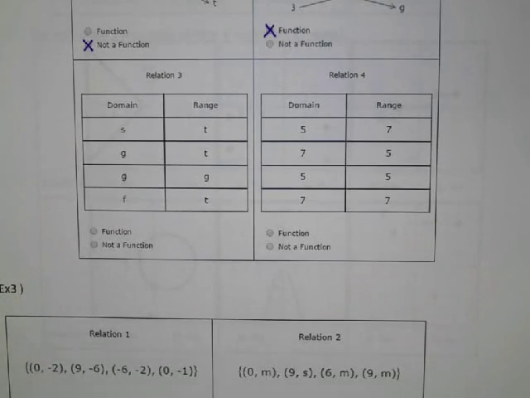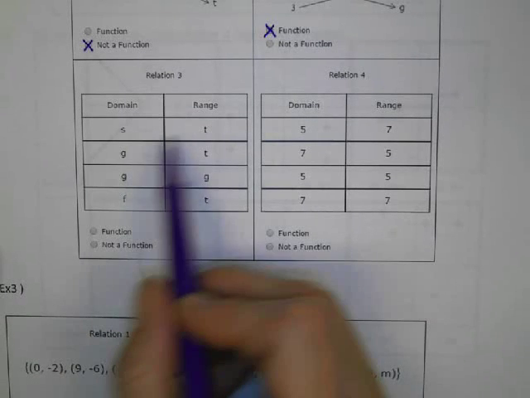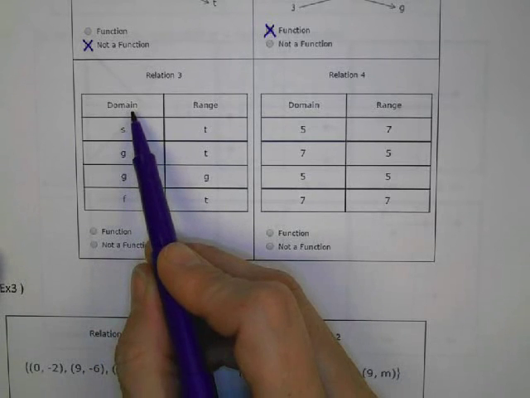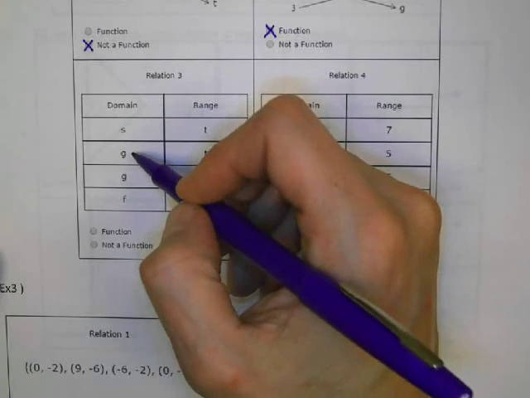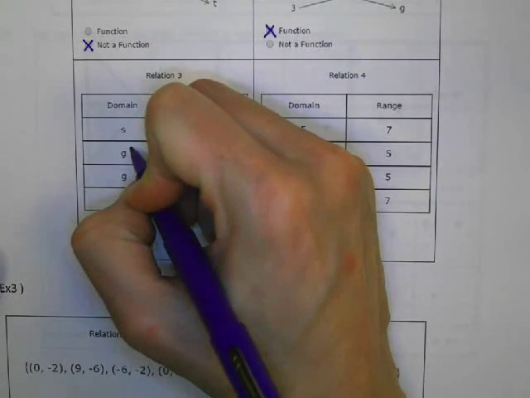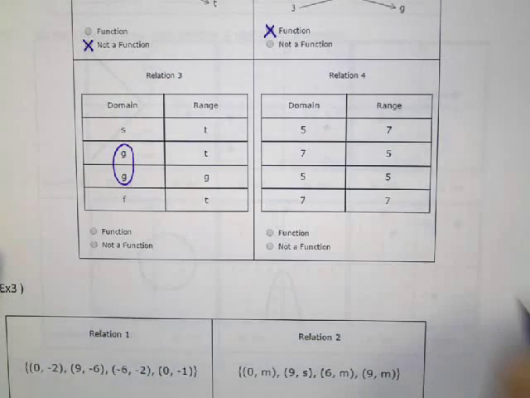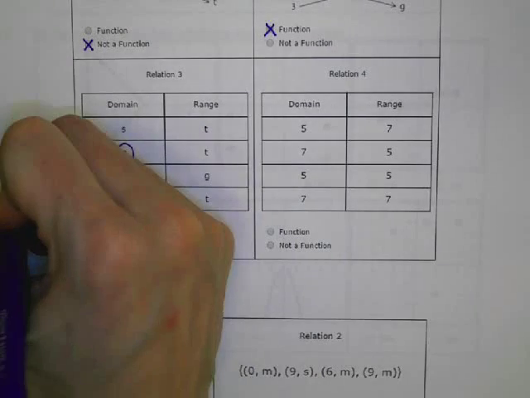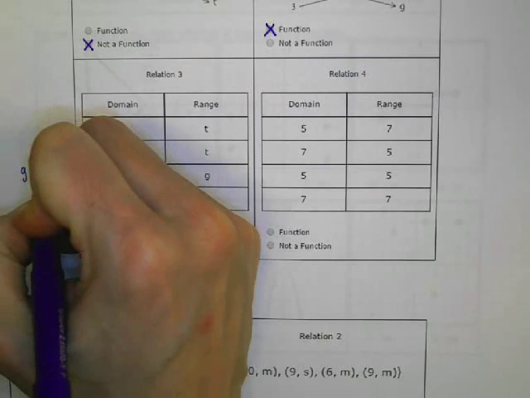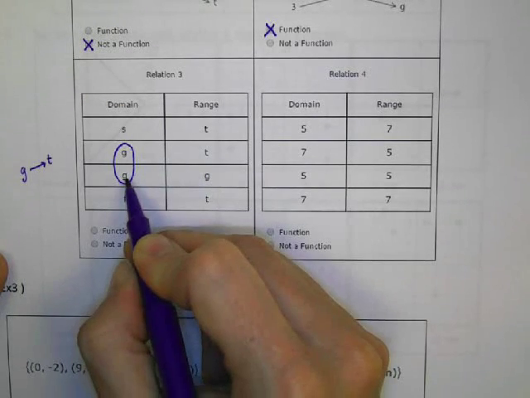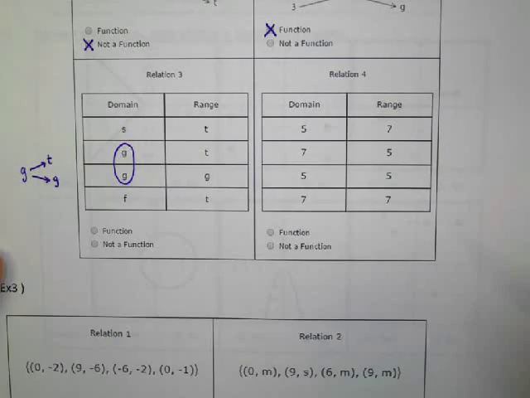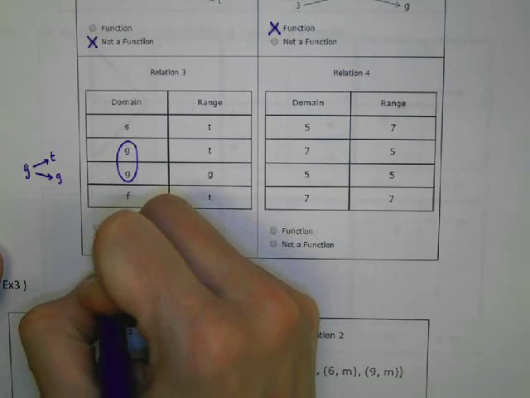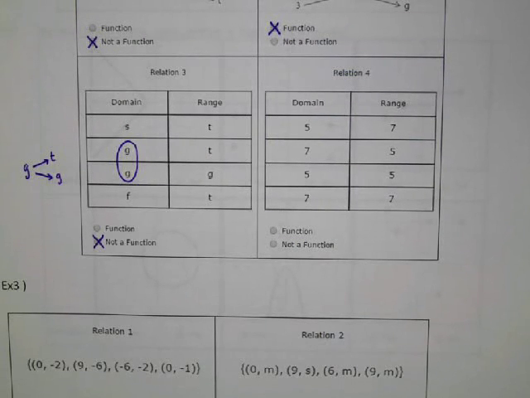Okay. Now, here we go. We have our data in some table form now, and now we have to be a little bit careful. What I'm looking for in my domain is to see if I have any of the same input. And so here I notice I have the same input of G. But now what I notice is G is matched to T. So if we were thinking about it this way, I've got G is matched to T, but G is also matched to G. Because that one input has 2 outputs, we are not a function.